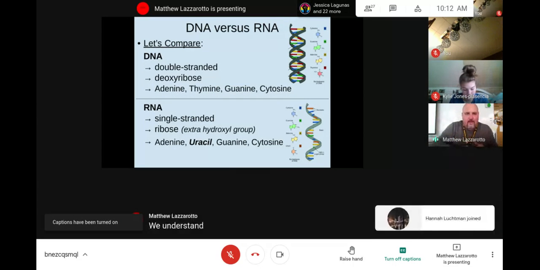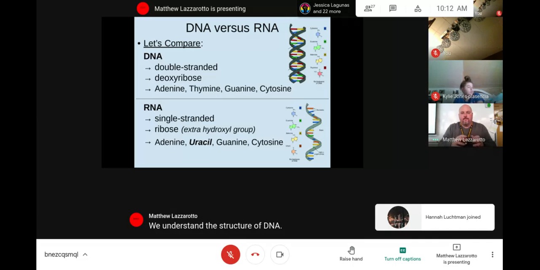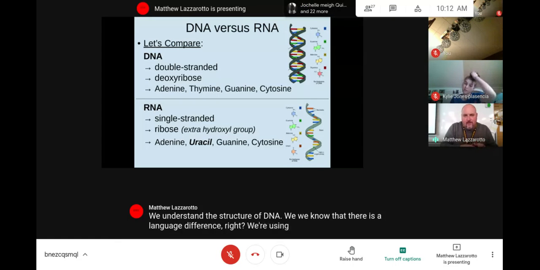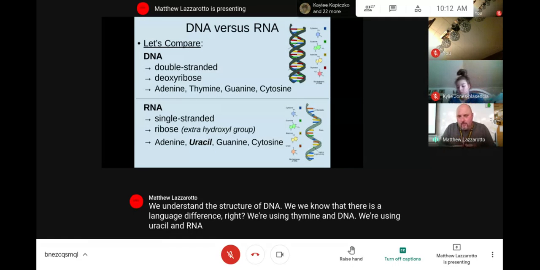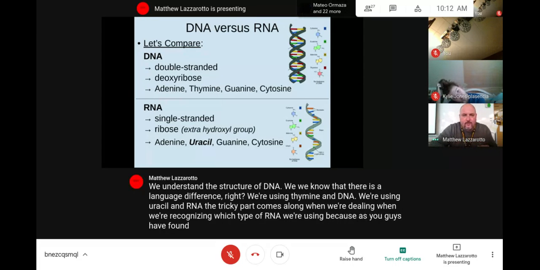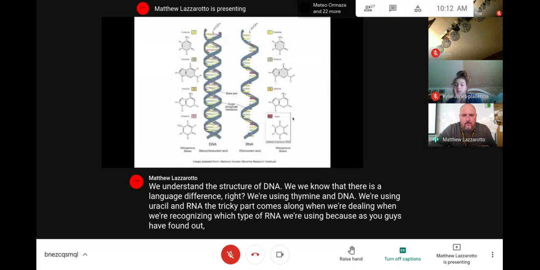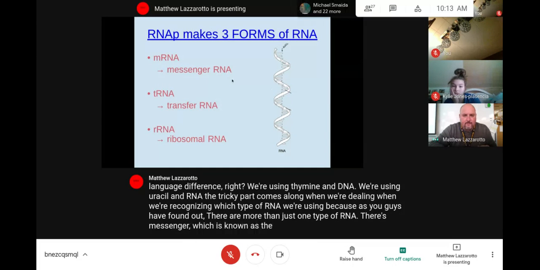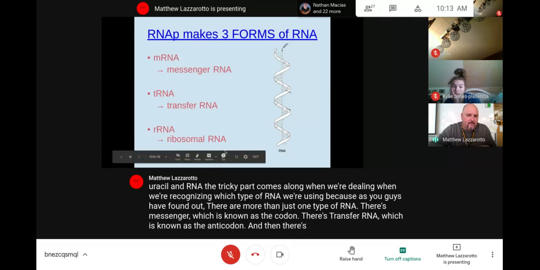So we understand the structure of DNA. We know that there is a language difference, right? We're using thymine in DNA. We're using uracil in RNA. The tricky part comes along when we're recognizing which type of RNA we're using. Because as you guys have found out, there are more than just one type of RNA. There's messenger, which is known as the codon. There's transfer RNA, which is known as the anticodon. And then there's the ribosome itself.